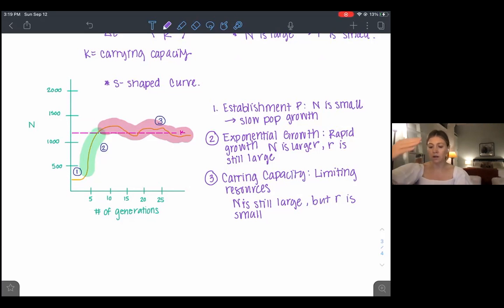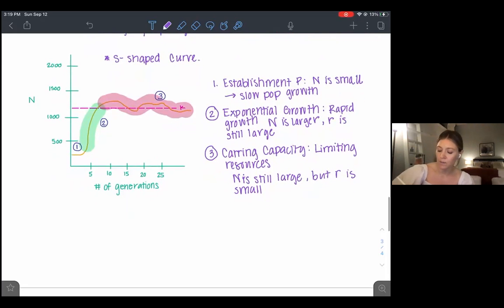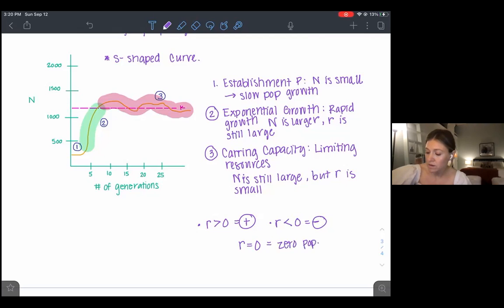Okay, so I know that I wrote here R is large, R is small. One thing to keep in mind for your R is that when R is greater than zero, that means that we have a growing population. When R is less than zero, that means that we have a decreasing population. And when R is equal to zero, that means that we have no population growth or zero population growth, which we can just abbreviate ZPG because our population size is staying the same.